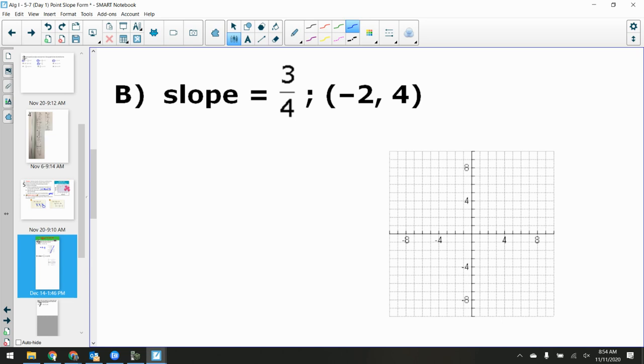So we go -2, 4. We should all put our point first, right? Then from that point, use our slope. The slope being rise 3, run 4. Up 3, right 4. Up 3, right 4. I could also go, remember, since this is a positively sloping line, I could go down 3, but then I would have to go left 4. And that makes the same slope throughout.